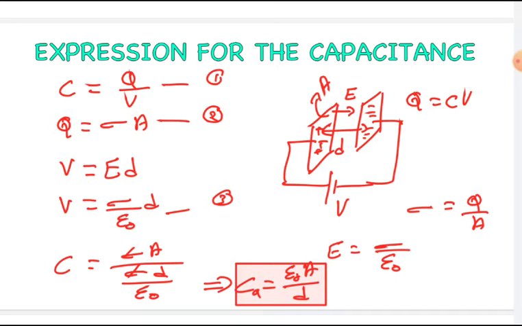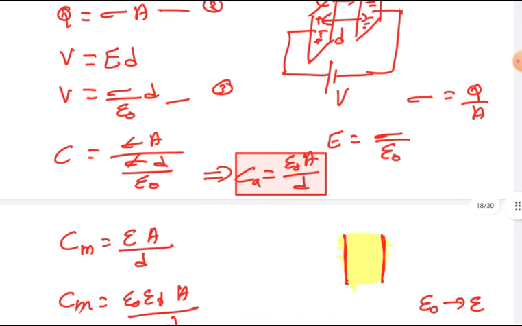And we know another formula, Q is equal to sigma A, and V is equal to ED. E can be written as sigma by epsilon 0. So we got the value of V. So substitute in C is equal to Q by V. Q can be written as sigma A, divided by V, which can be written as sigma by epsilon 0 into D. D goes to the numerator side. Okay. So C is equal to epsilon 0 into A divided by D.